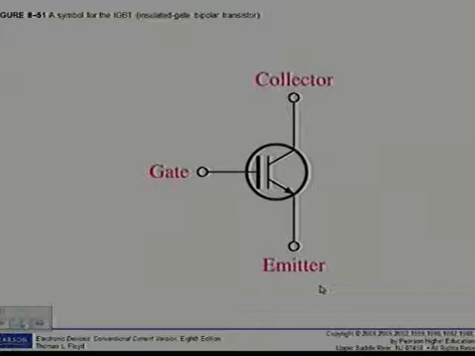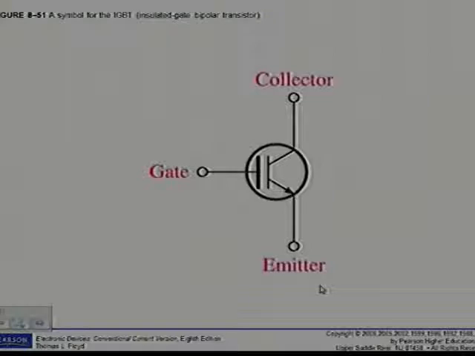IGBTs are superior to MOSFETs in some applications where they can handle high collector to emitter voltages exceeding 200 volts and exhibit less saturation voltage when they are in the on state. IGBTs are superior to BJTs in some applications where they can switch faster. In terms of switching speed, MOSFETs switch fastest, then IGBTs, followed by BJTs, which are the slowest. But you can have a look at the comparisons between these three devices in table 8.1.